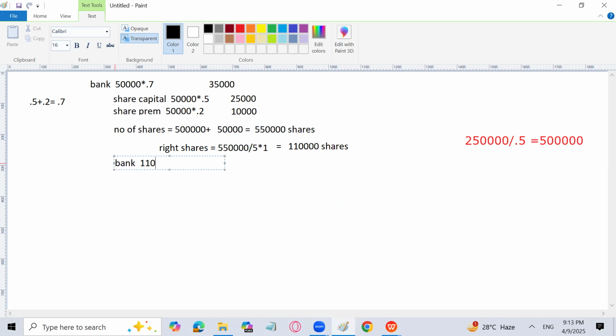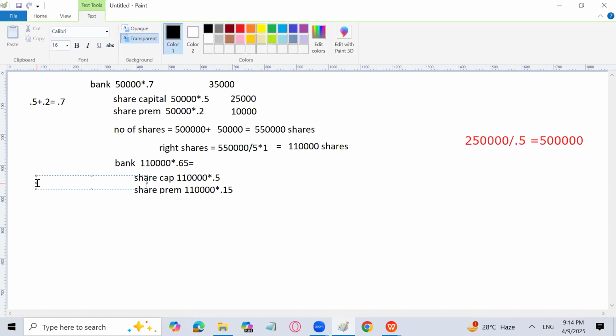How many shares are there? 1,10,000 multiplied by the per share price, 0.65. So I will go with the total. Let's enter it. So share capital is going to be credited with 1,10,000 multiplied by 0.5, and share premium is going to be credited with 1,10,000 into 0.15. So where have you come up with 0.5 and 0.15?